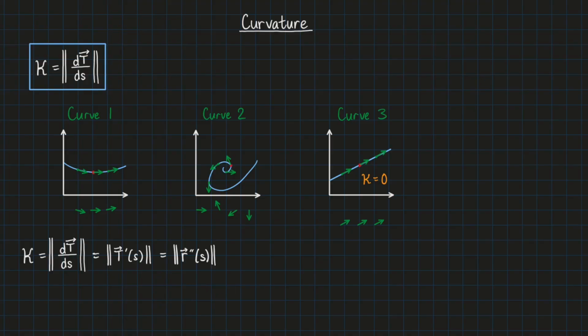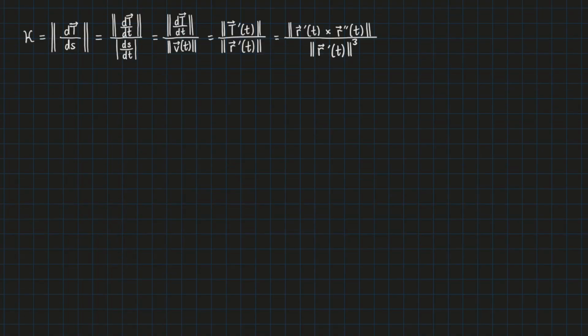Now this is true only if r is in terms of s. This does not work if r is in terms of t. But remember, to get r in terms of s, we would have to reparameterize when we're usually given r of t. Sometimes we want to be able to find the curvature without having to reparameterize. So I'm going to show you some terms that curvature is also equal to.